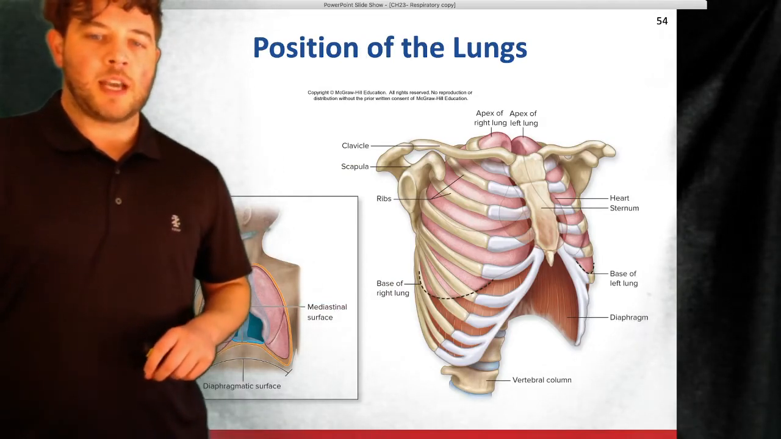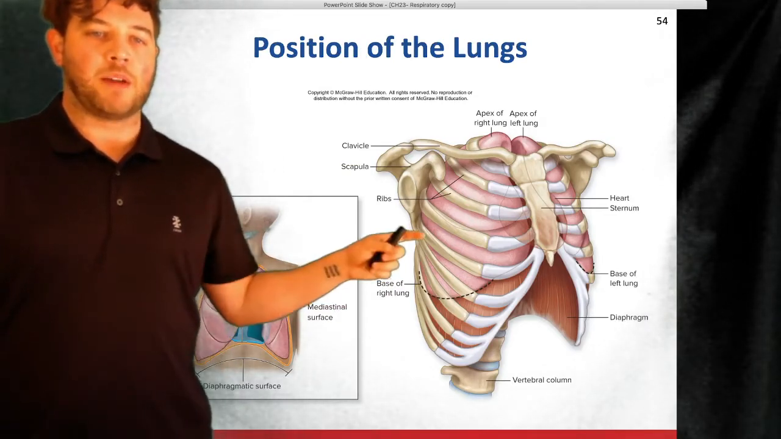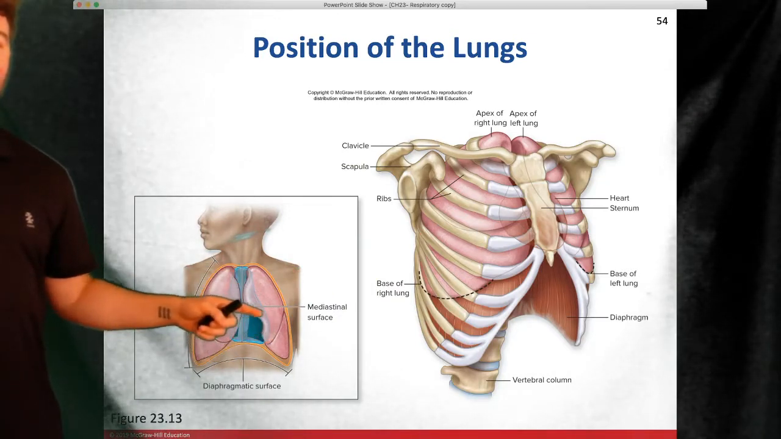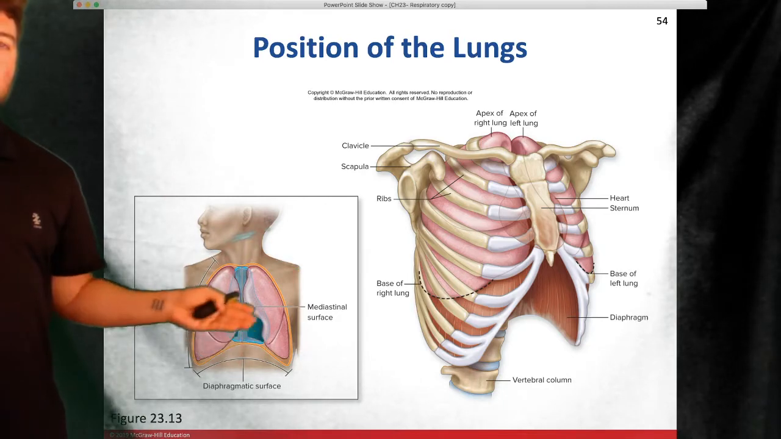Okay, looking at the position of the lungs, you have the heart that sits right in the mediastinum. This is your cardiac notch of the left lung, where the heart actually points a little bit to the left.